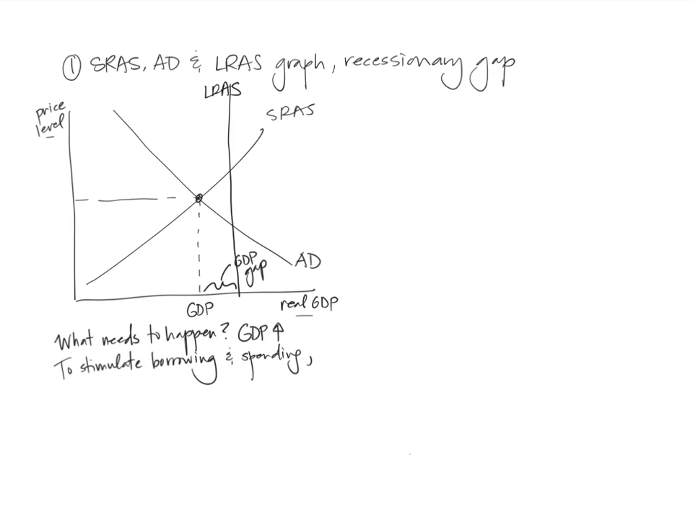So what needs to happen? Clearly, the GDP needs to increase, and we need to stimulate borrowing and spending. There's a couple of ways to do this. Fiscal policy has its own tools. Monetary policy uses the money supply to manipulate the interest rate. So which direction does interest rate go to stimulate spending?